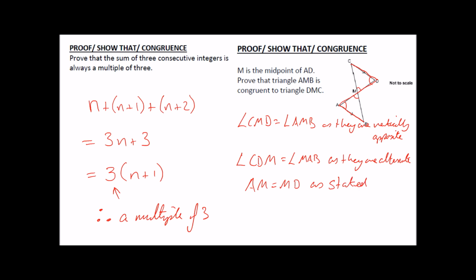And then we need to show that we've proved that they are congruent. So I've proved that they've each got 2 angles of the same and the side between those angles. So therefore they are ASA and congruent.